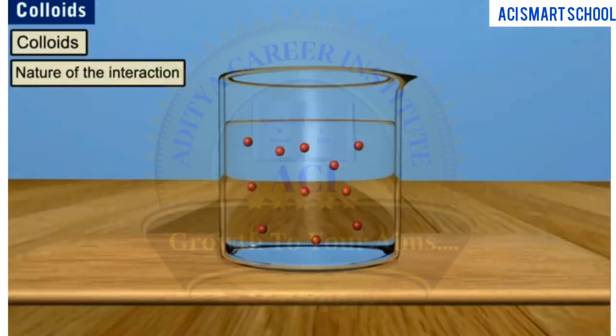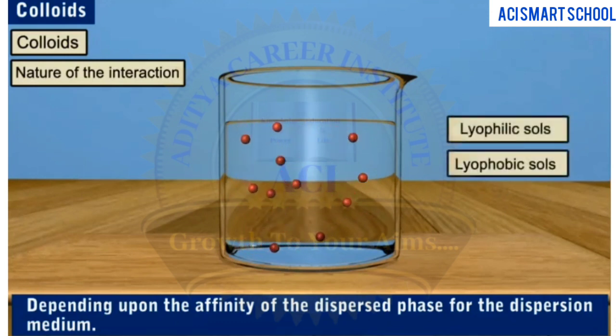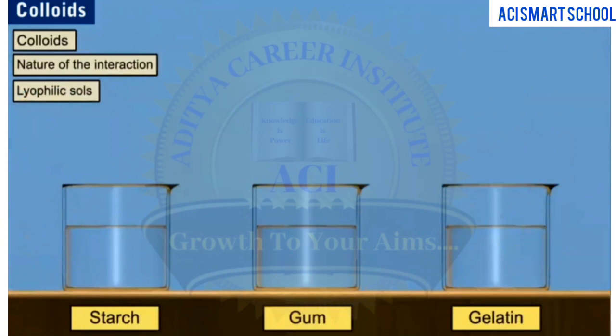Another way of classification is based on the nature of the interaction between the dispersed phase and the dispersion medium. Depending upon the affinity of the dispersed phase for the dispersion medium, colloidal systems may be classified into two categories: lyophilic and lyophobic sols. Let us first discuss the lyophilic sols. The word lyophilic means liquid-loving or solvent-loving.